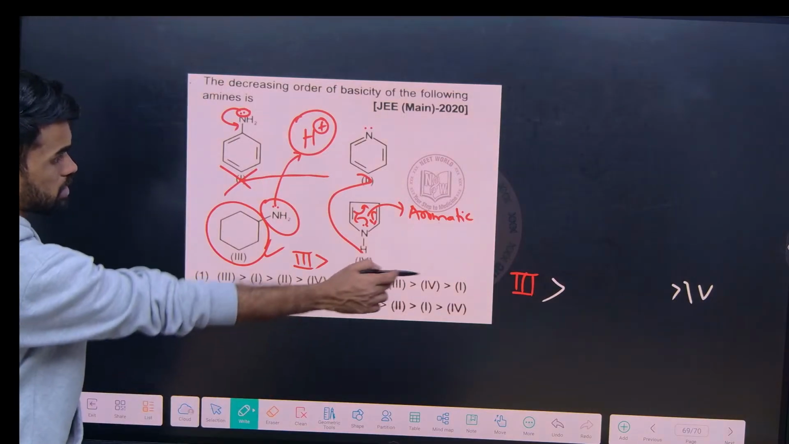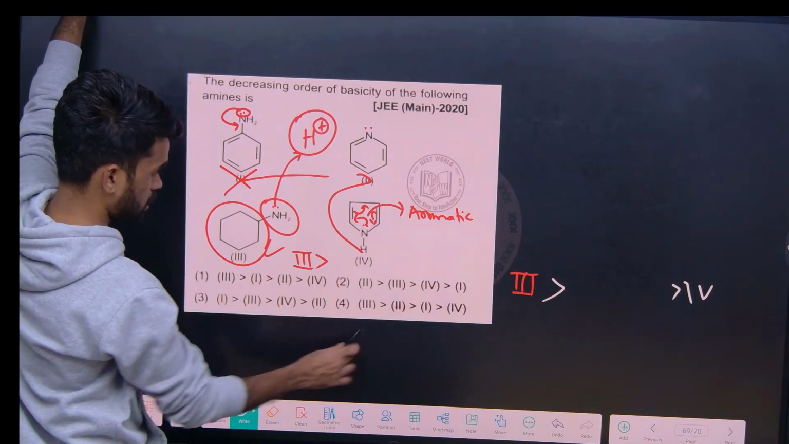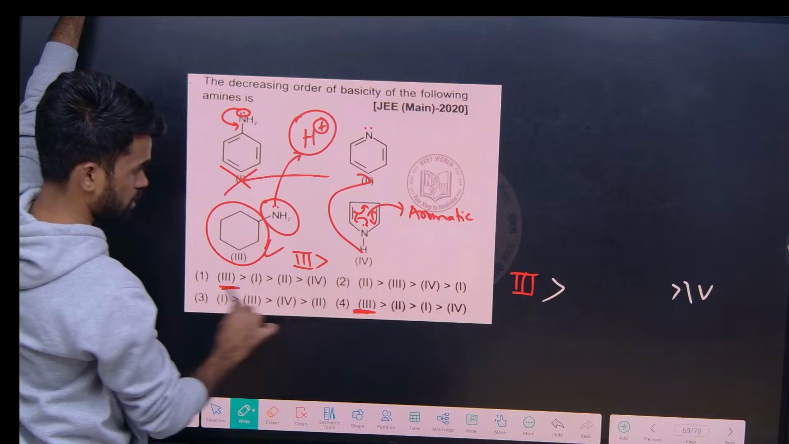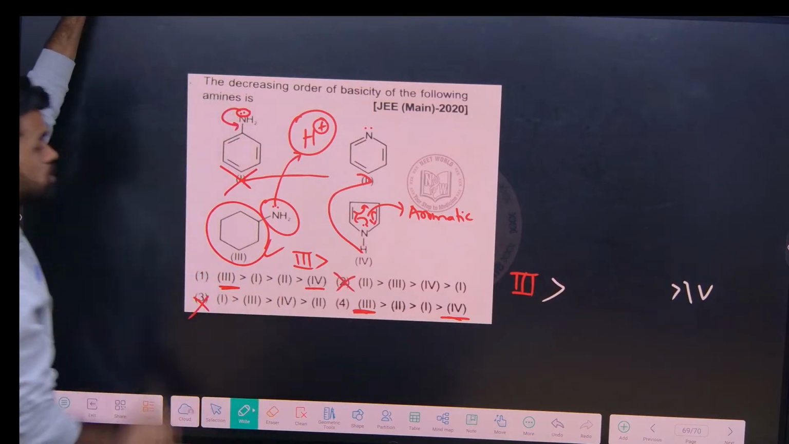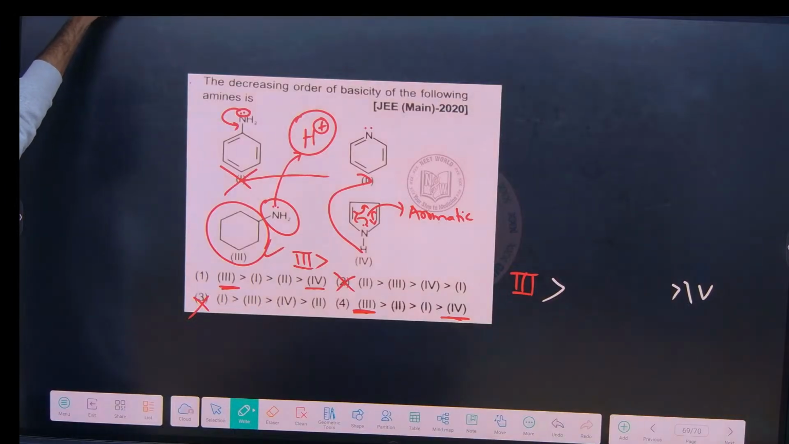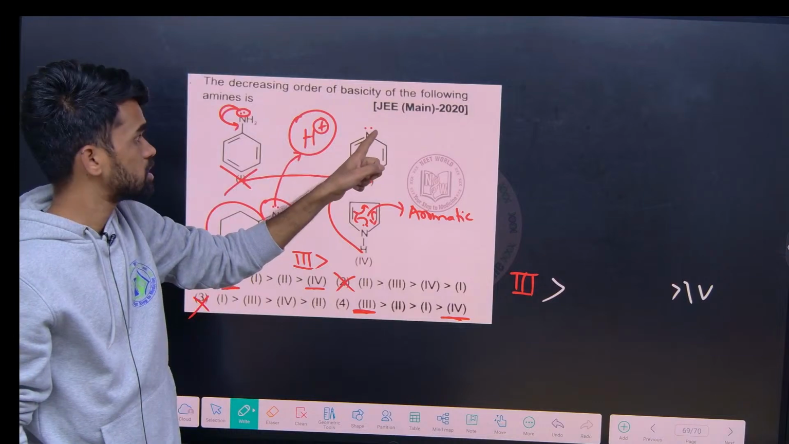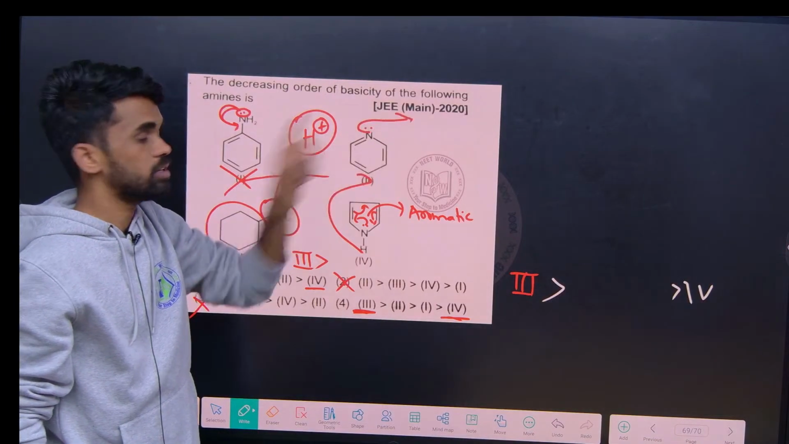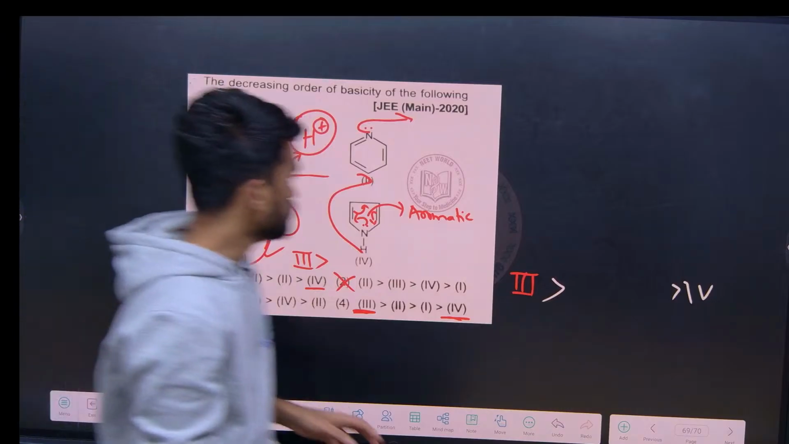See, where do we have this kind of option? 3 is more basic, and this one also. You can eliminate 2 options. And the next one here, this is in conjugation, this is not in conjugation, this is just easy to donate. So where do we have that? First option. Okay, that's it.